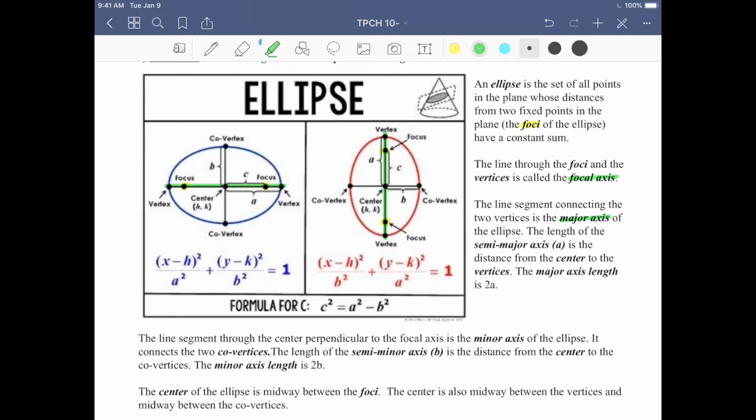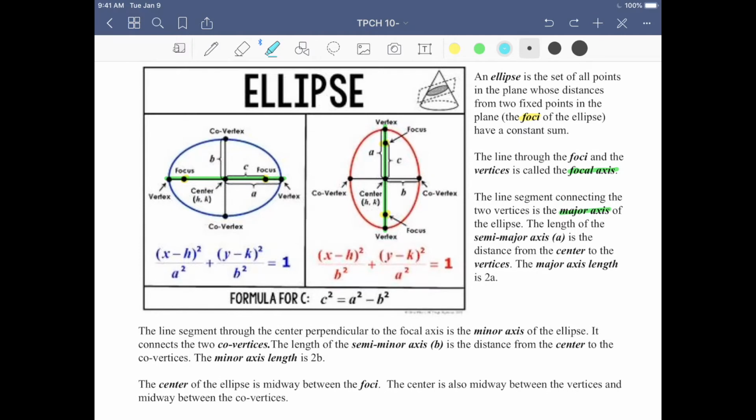That's the major axis. The length of the semi-major axis, which is a, is the distance from the center to the vertices. The major axis length is 2 times a. The line segment through the center perpendicular to the focal axis is called the minor axis of the ellipse. So that would be here and here on these ellipses. It connects the two co-vertices. The length of the semi-minor axis b is the distance from the center to the co-vertices, and the minor axis length is 2 times b.